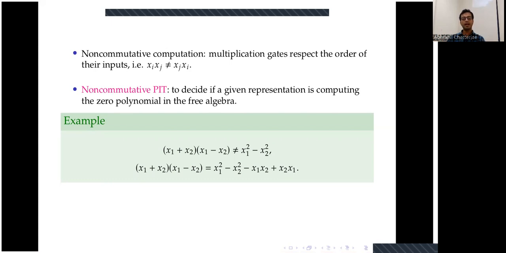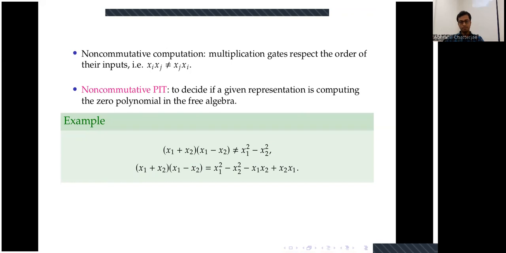And the non-commutative PIT problem is: if you are given such a non-commutative arithmetic circuit, decide whether it is computing a zero polynomial in the free algebra. To see how different it is from the commutative setting, just consider the example that we had already seen. (x1 plus x2) times (x1 minus x2) equals x1 squared minus x2 squared. It is true in the commutative setting, but it is no longer an identity in the non-commutative setting, as x1x2 and x2x1 are not going to cancel each other.